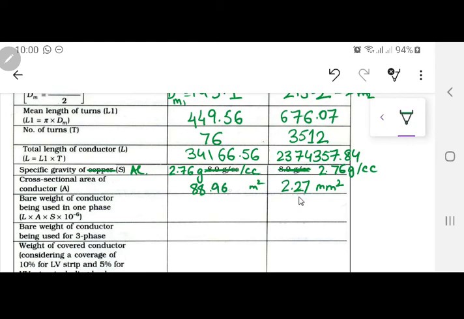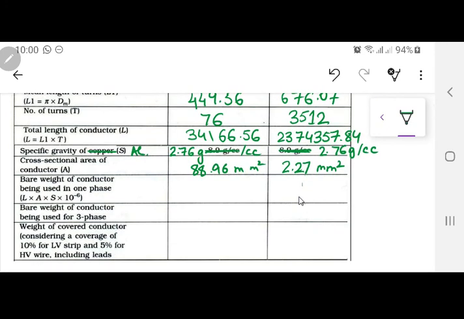88.96 millimeter square. Bare weight of the conductor, use all these values and give me the total answer. Length is known, this is 34166.56. Multiply this by the area 88.96 into S, specific gravity, which is also given for aluminium, and multiply by 10 raised to power minus 6.